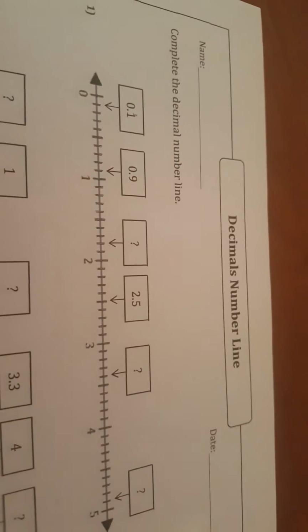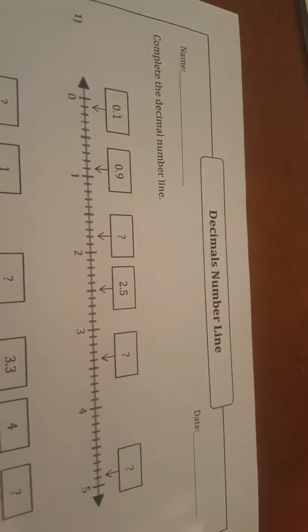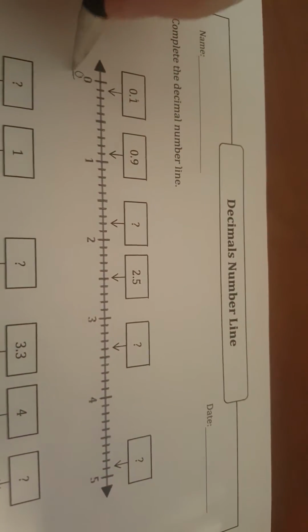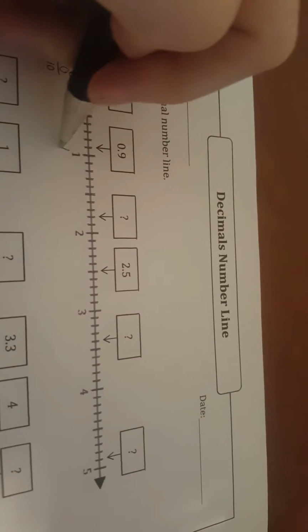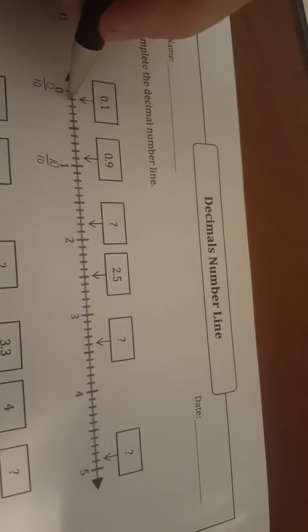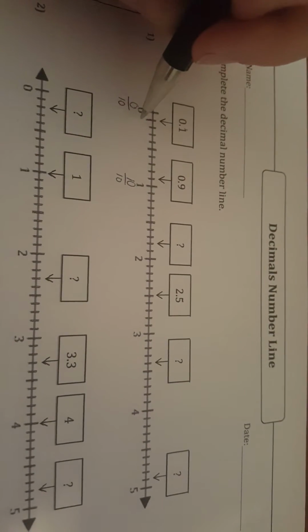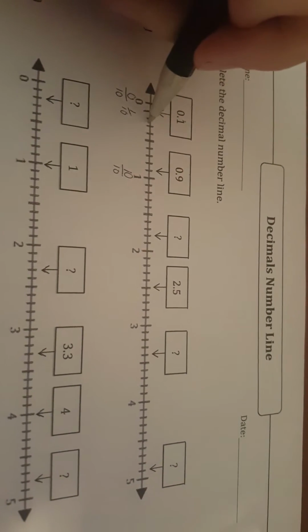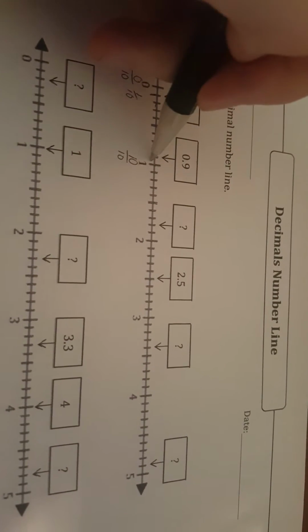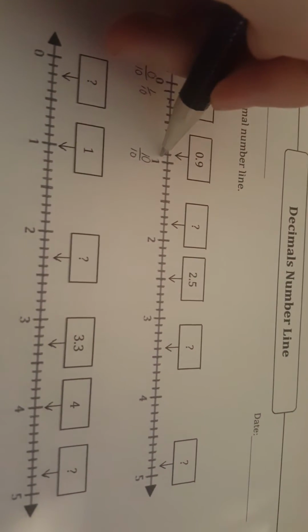So here we've got whole numbers. I'm starting with 0, and I know this would be 0 out of 10. This one would be 10 out of 10 because it's one whole. So then I would just count the spaces. This one here is 1 tenth. So this one would be 2, 3, 4, 5 tenths. And then here, right before 10 tenths, would be 9 tenths.